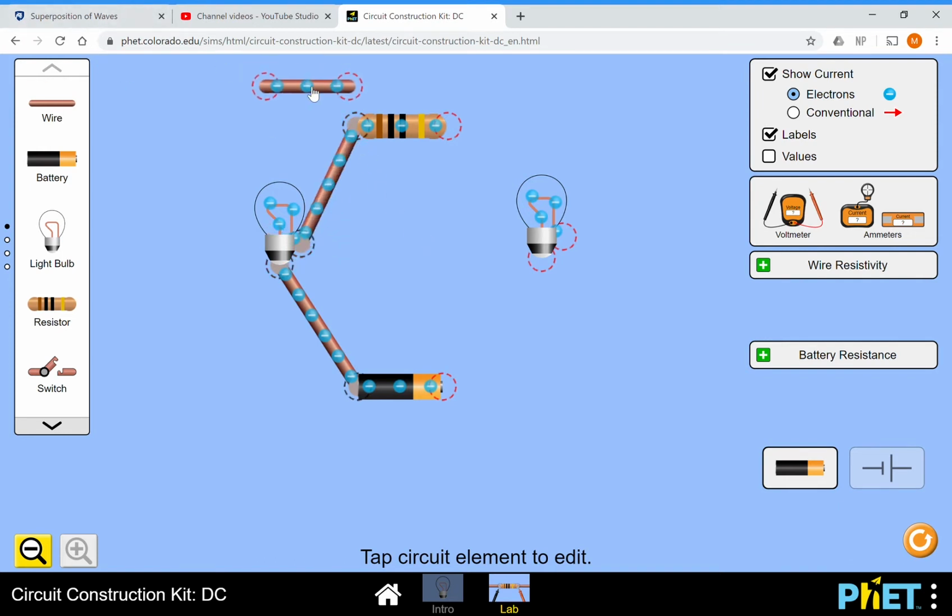So one way to connect it all together is kind of like everybody's holding hands. And this is called a series circuit. So they're all connected here like this. So that is a series circuit. In a series circuit, everything is connected one after the other along the path, and that's what series means. It means one after the other. So that's a series circuit.